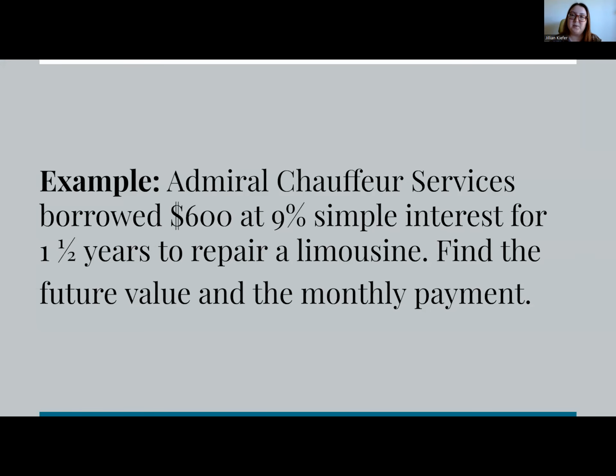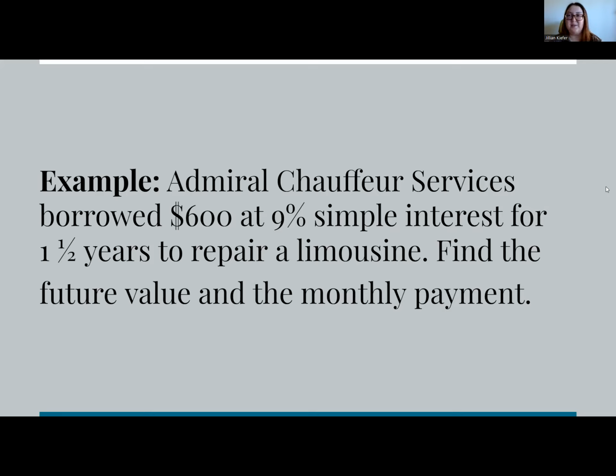So all right, let's do another example. We have Admiral Chauffeur Services borrowed $600 at 9% simple interest for 1.5 years to repair a limousine. Find the future value and the monthly payment. So in this case, we're only finding future value, not necessarily simple interest. And we'll also find the monthly payment. And it's 1.5 years. We're giving it as a fraction form, but we can change that into decimal. We do like using decimal probably more in our calculations anyway.